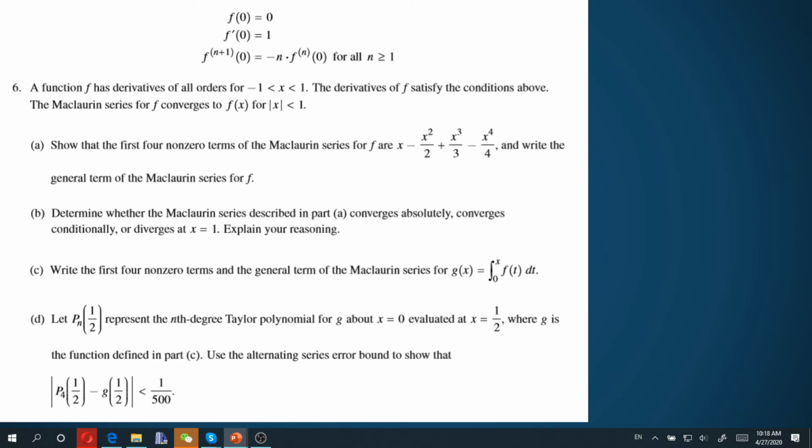Last one. We have an nth degree Taylor polynomial for g, which is centered at 0 and evaluated at x equals 1/2, where g is defined as the function we just made in part C. I want to use the alternating series error bound to show that the fourth degree polynomial approximation minus g at 1/2 is less than 1 over 500.